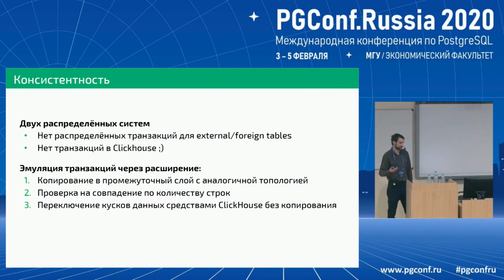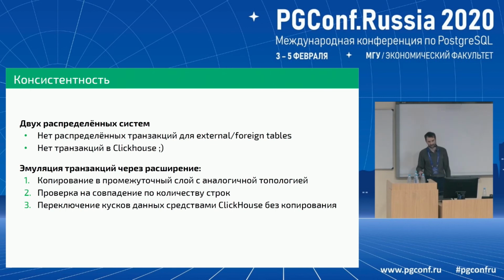Aspect 3 is consistency. In this case, consistency should be implemented between Greenplum and ClickHouse, and since we have no distributed transactions for external or foreign tables, there are no transactions in ClickHouse. It creates a difficulty. You can bypass it, so we can emulate, we can simulate a transaction since we have no real transactions in ClickHouse.